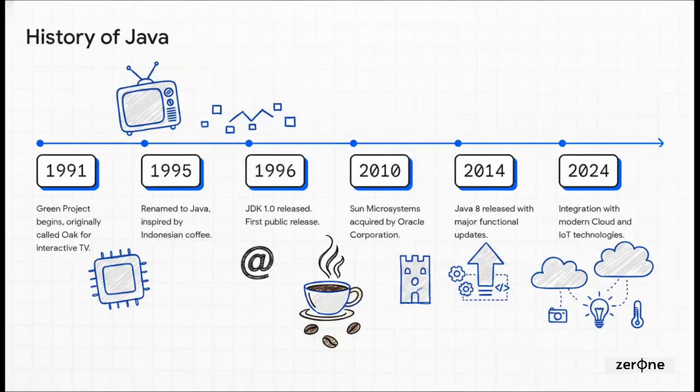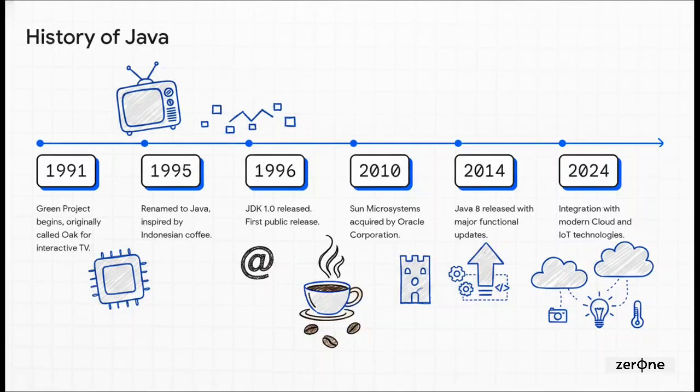But, well, it turned out to be way too advanced for the digital cable industry at the time. The market just wasn't ready for it. However, the internet was just starting to emerge. By 1995, the name Oak was already a registered trademark for another company, so they renamed it to Java. It was actually inspired by the Indonesian coffee the team drank constantly, which, if you've ever wondered, is exactly why the logo is a steaming cup of coffee.